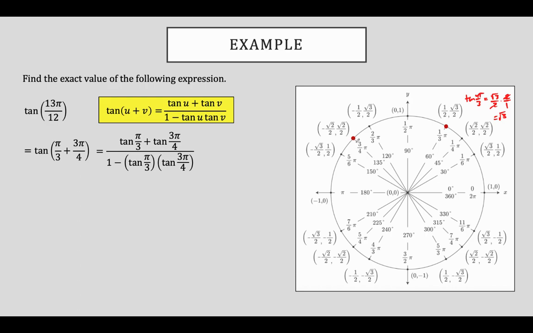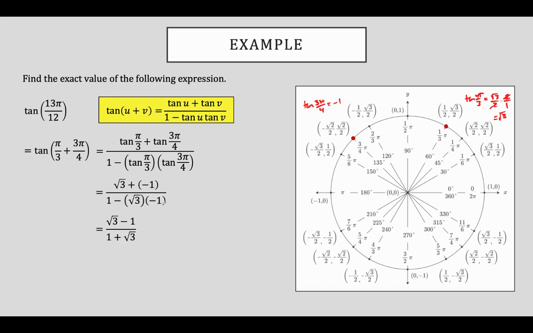To evaluate the tangent of 3 pi over 4, we take y and divide by x. The y-coordinate and the x-coordinate are just opposites of each other. So that's going to give us -1. We can then plug those into the formula. We have root 3 plus a -1 divided by 1 minus root 3 times a -1. Adding a negative becomes subtraction, and multiplying a negative times a negative becomes addition in the denominator. Root 3 minus 1 divided by 1 plus root 3.